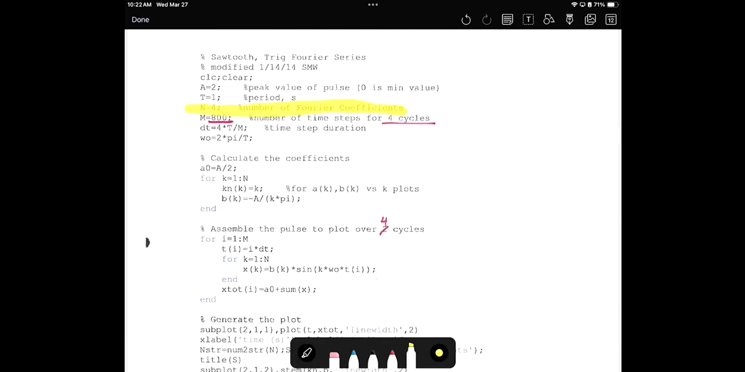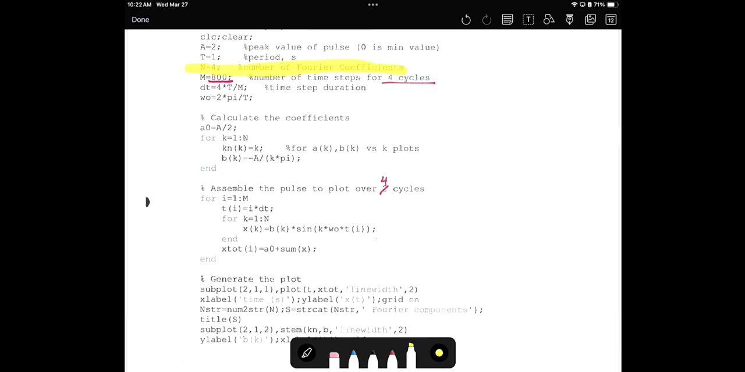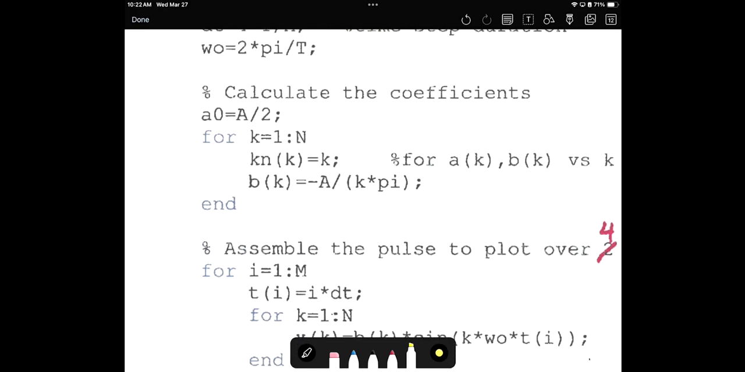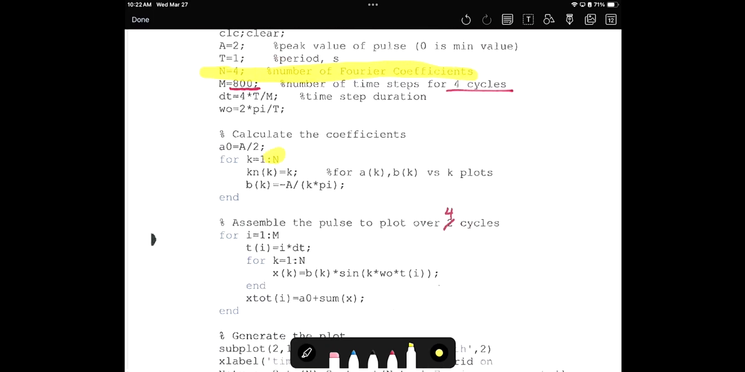Just define A as 2, the period as 1 second. Then this is how to find A naught and how to find BK. Keep in mind A naught you don't need to put inside the for loop because it is one value, while for B there's a for loop up to n, which is the number of Fourier coefficients. If you change n to be 10, 20, 40, you can get better accuracy. But what is inside the for loop will take a longer processing time.